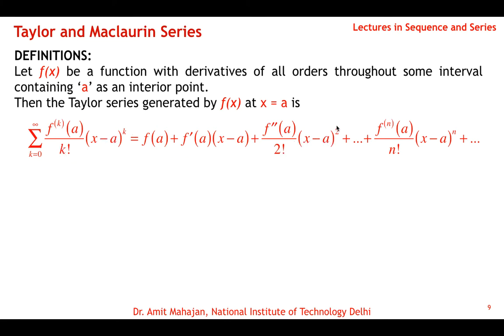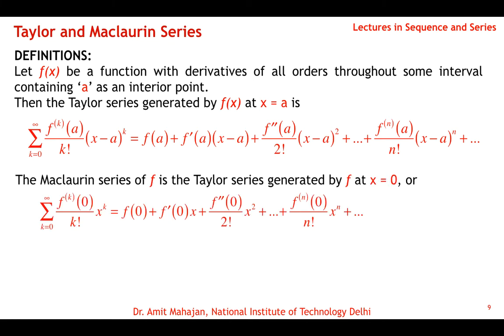Okay, 2 factorial times (x minus a) whole square plus so on, plus nth derivative of the function at the point a over n factorial times (x minus a) to the power n plus so on. Okay, so this is the Taylor series representation of the function f(x) about the point x equals a. And if we calculate this series about the origin, about x equals 0, that means if we put a as 0 and rewrite this, then that series is known as the Maclaurin series.